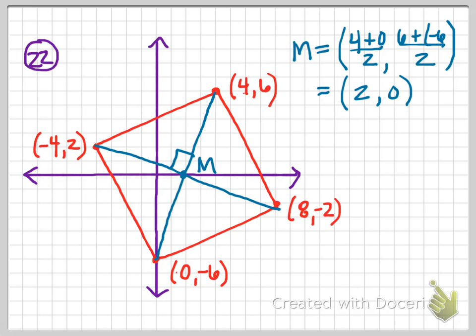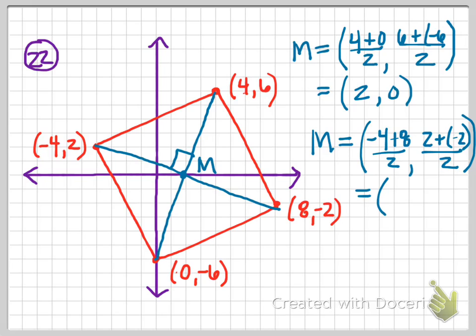Now I'm going to take a look at the midpoint of the second diagonal I drew. And for them to bisect each other, they need to have the exact same midpoint. So I'm going to average those x values of those endpoints. Negative 4 plus 8, those are my two x values, divide by 2. My y values are 2 and negative 2. Divide those by 2.